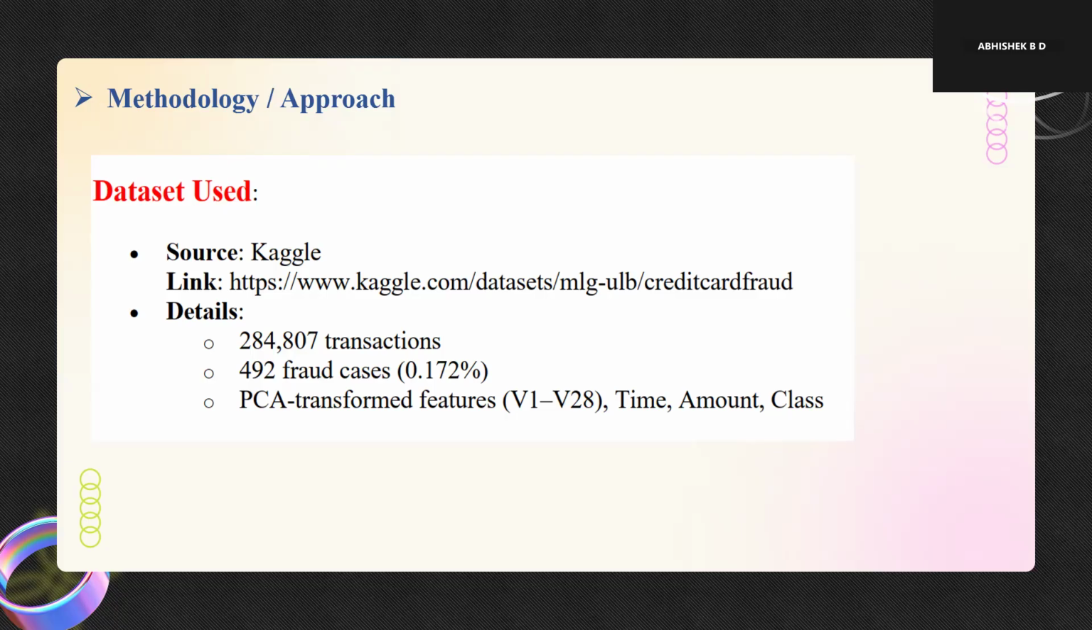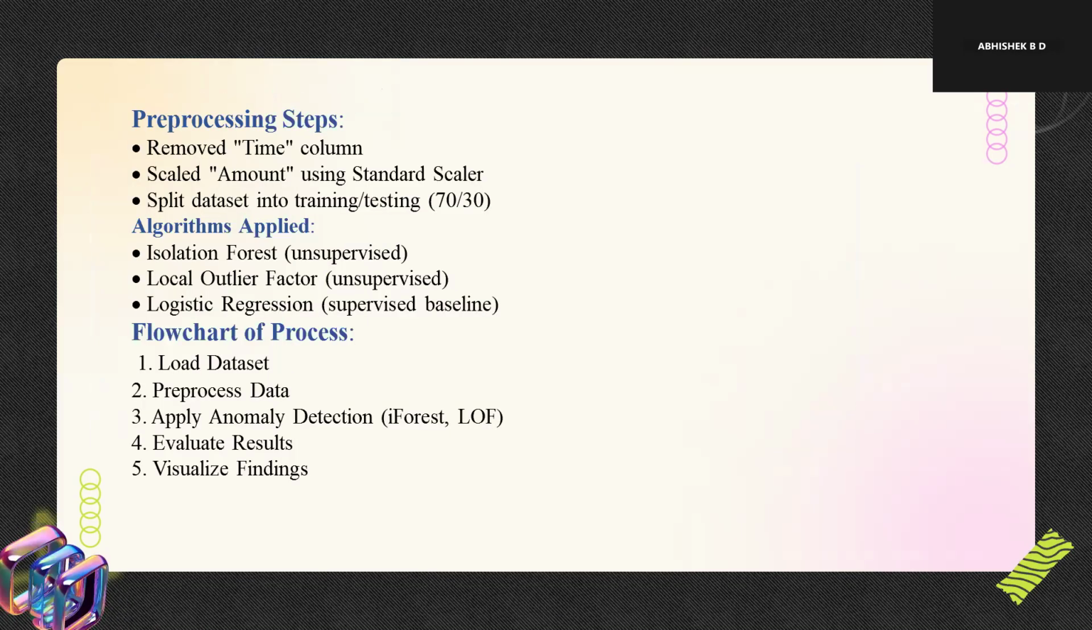Methodology approach. Data used, source Kaggle. Details: 284,807 transactions, 498 fraud cases, PCA-transformed features, time, amount, class. Pre-processing steps: removed the time column, scaled the amount using the standard scaler, and split the dataset into training and testing.